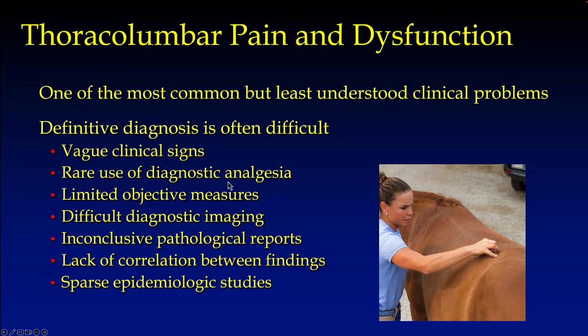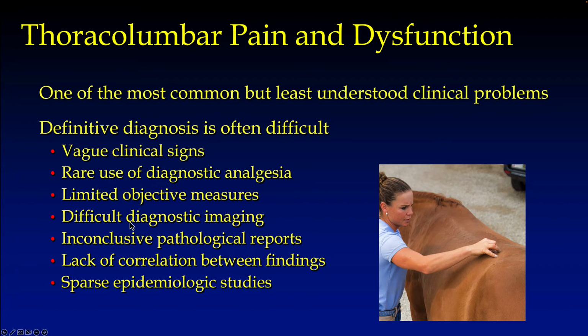I think it's unfortunate that we don't use diagnostic analgesia much in the axial skeleton, especially related to osteoarthritis or impinged spinous processes. I think we need to do that more. We're developing more objective measures with that. They obviously need to be validated, and so that's some of the challenges with that.